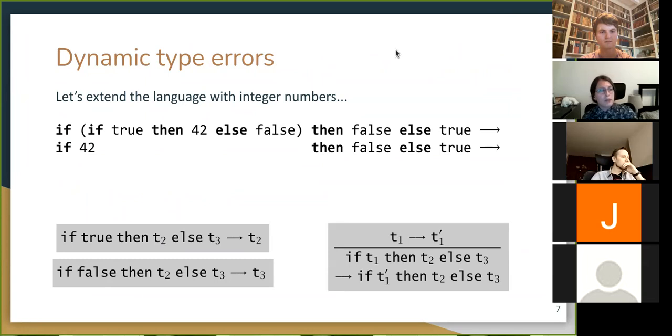But now let's imagine that we have a slightly more interesting language where we also have integer numbers, right? And we still have the same 3 exact rules. And the question is, what happens if we put a program that evaluates to 42 and 42 ends up in the condition?